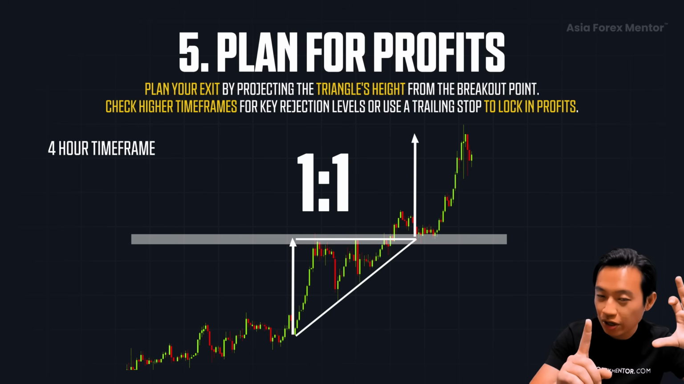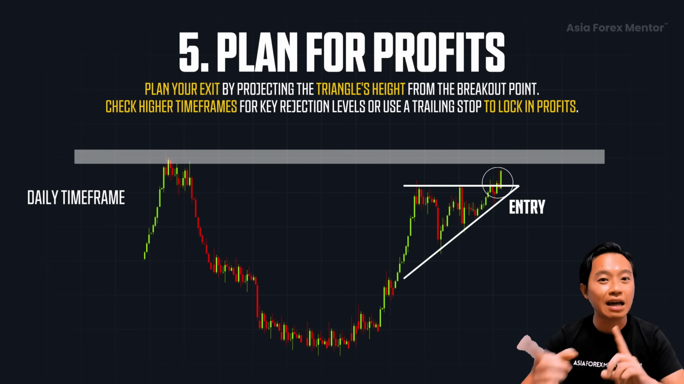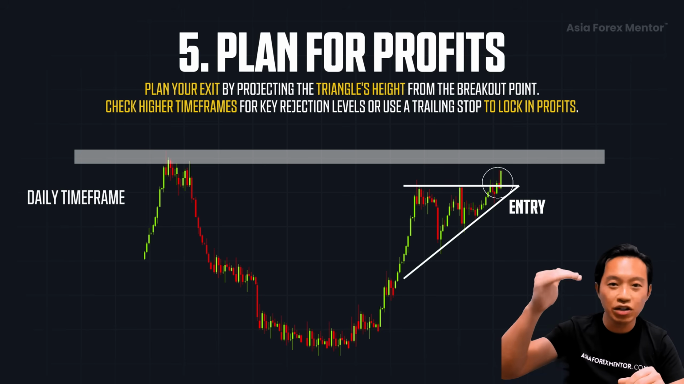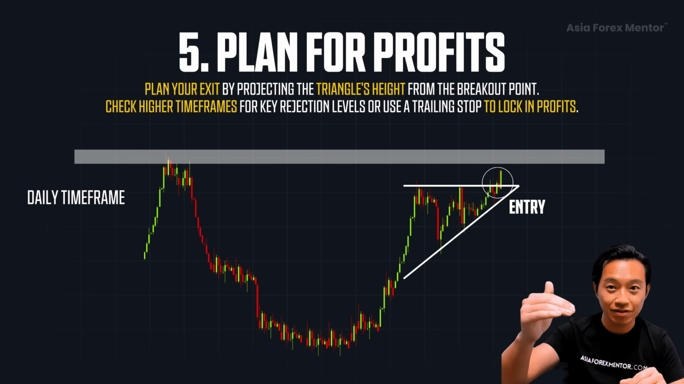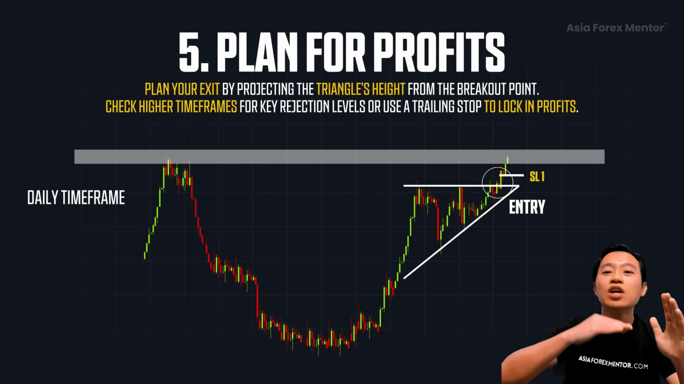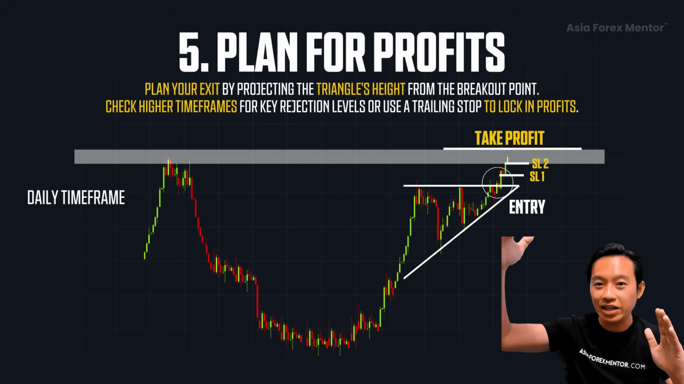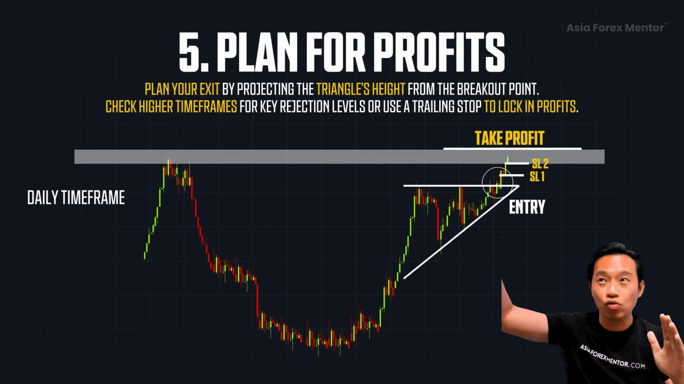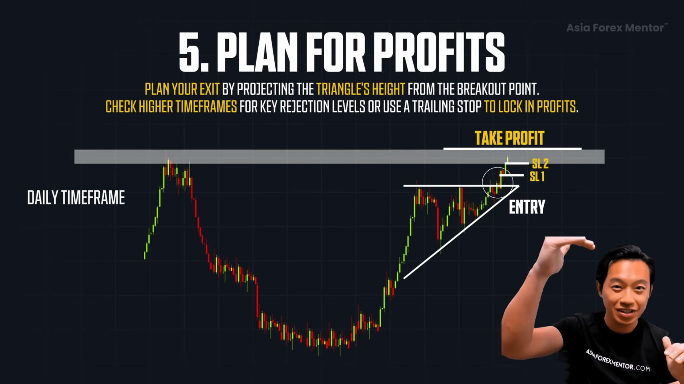You can also, second method, cross-check the higher time frame. Where is the next key rejection level as your take profit level? And remember, pro tip, if it's kind of a little bit far away, use your trailing stop to secure your gains while still allowing your trade to run towards that key level itself.